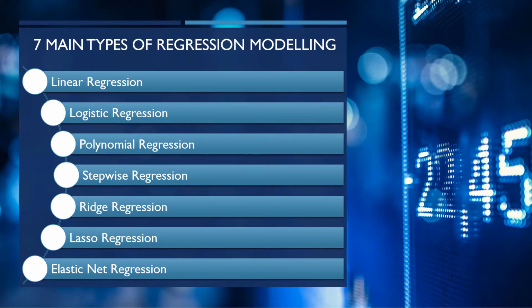So these 7 main types are linear regression, logistic regression, polynomial regression, stepwise regression, ridge regression, lasso regression, and elastic net regression. This tutorial series will focus mainly on linear regression, logistic regression, and polynomial regression. However, in this video, I will mention briefly what the other 4 are, but I won't go into them in any more detail other than mentioning what they are and a very, very high level comment on how you may want to use them.